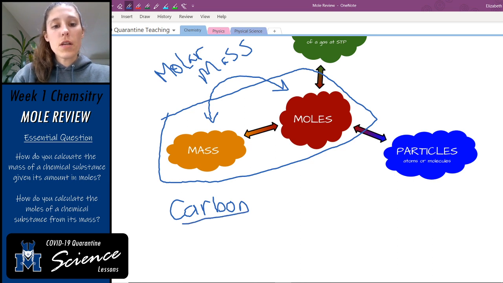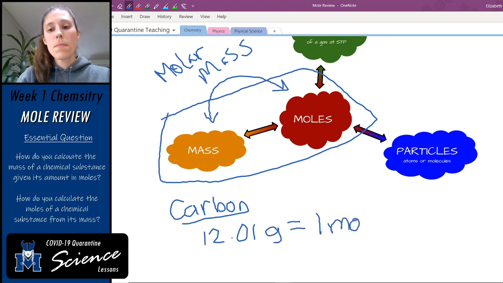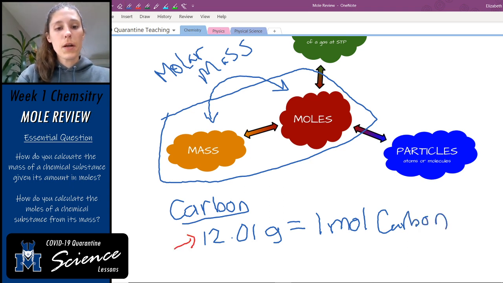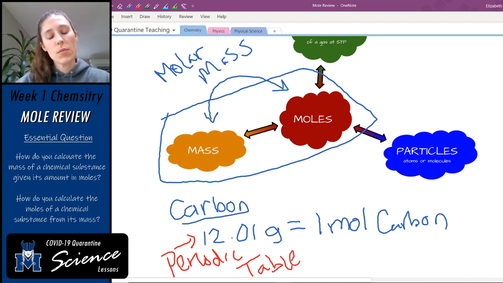The periodic table says that carbon has a mass of 12.01 atomic mass units. What that ends up being is equal to the number of grams of carbon you would have in 1 mole of carbon. Again, this number comes from the periodic table. If you look at carbon on the periodic table, you will see 12.01. Usually it's underneath the C, but sometimes it's on the top too, depending on the periodic table you're looking at.